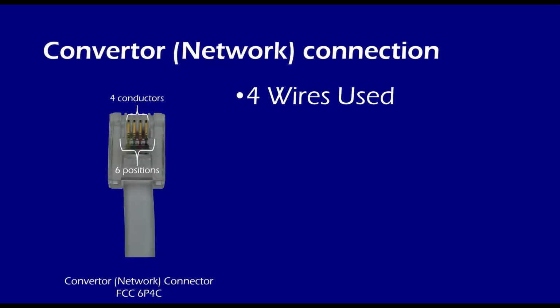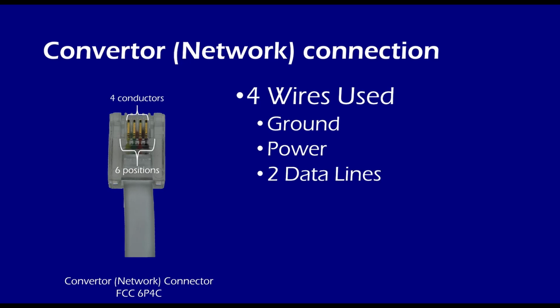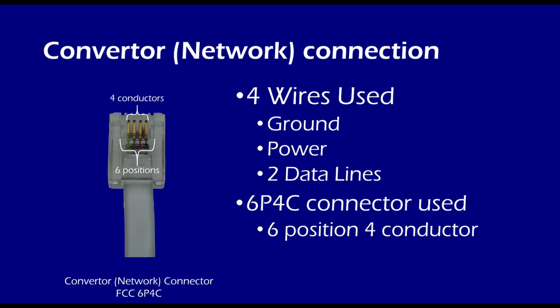There are 4 wires used: ground, power and 2 data lines. The connector used to connect the logger is an FCC 6P4C connector. This is a 6-position and 4-conductor connection, which basically means that out of 6 positions available, only 4 conductors are used. These are the middle 4.